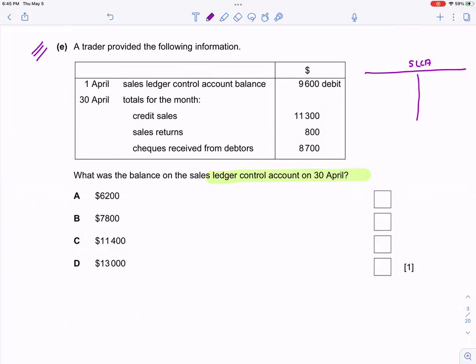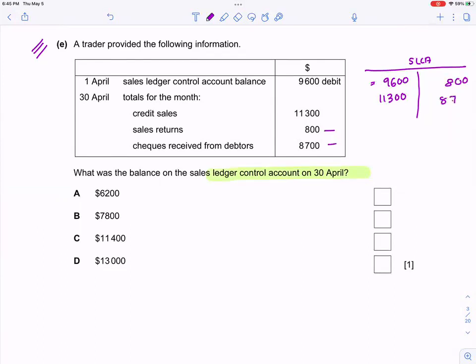SLCA has what? Debit balance. Below debit balance, what do we write? Total credit sales for the month. And everything else on the credit side. I'm writing everything else on the credit side. Come on, give me the balance. $11,400 C. So the option is C.